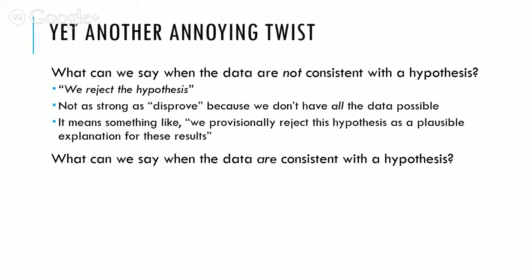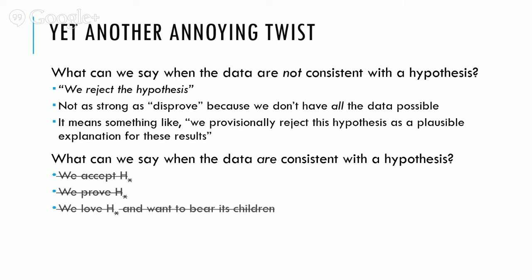Now, we aren't sure because we could be making a mistake, but we can say we reject this. But when the data are consistent with a hypothesis, we have to say something weaker, because in science you can't know whether a theory or hypothesis is true. The logic doesn't work that way. So we can't say things like we accept this hypothesis or we prove this hypothesis. We have to be a little more wishy-washy.